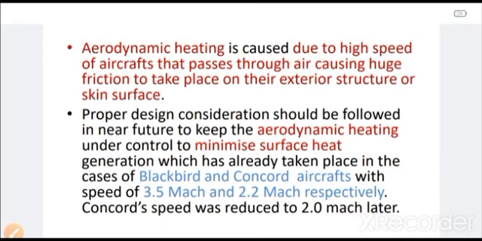The engineers need to keep in mind that a lot of heat cannot be produced, because already two cases were found where the Blackbird aircraft and the Concorde aircraft, with 3.5 Mach and 2.5 Mach speed, even in the Concorde aircraft the speed was decreased to 2 Mach later on, due to huge heat being produced on their surface, due to that huge air friction taking place at that very high speed.